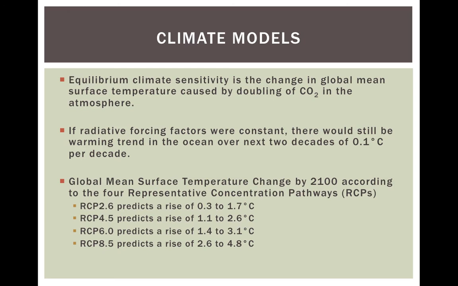Global mean surface temperature changed by 2100 according to the 4 representative concentration pathways, or RCPs. RCP 2.6 predicts a rise of 0.3 to 1.7 degrees Celsius. RCP 4.5 predicts a rise of 1.1 to 2.6 degrees Celsius. RCP 6.0 predicts a rise of 1.4 to 3.1 degrees Celsius. And RCP 8.5 predicts a rise of 2.6 to 4.8 degrees Celsius by the year 2100.